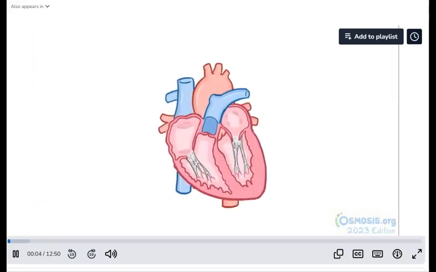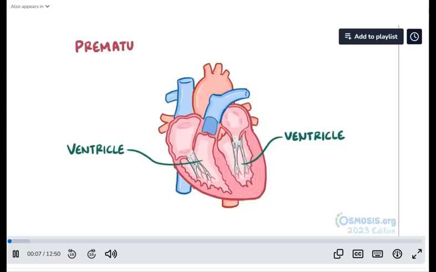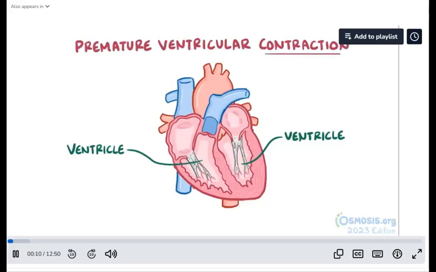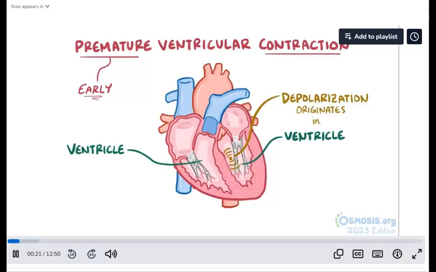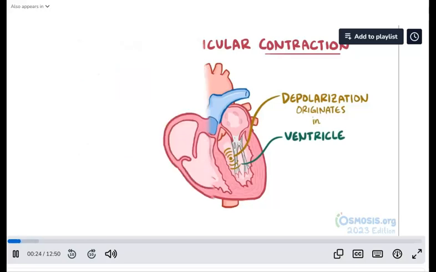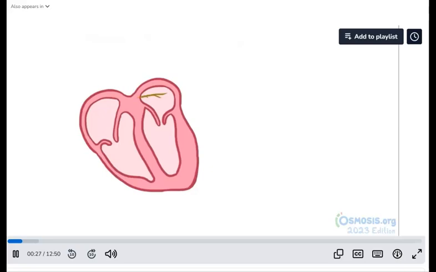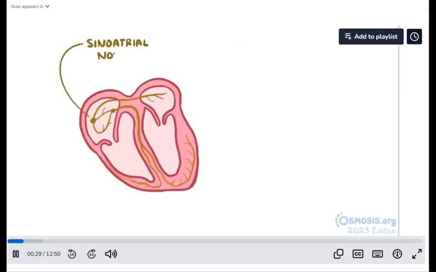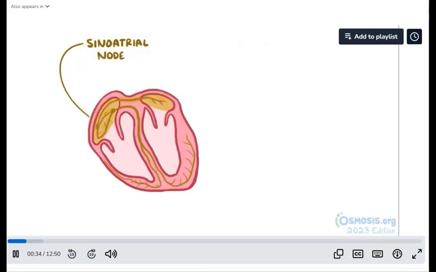The heart has two lower chambers, called the ventricles, so a premature ventricular contraction is when the ventricles contract earlier than normal in the cardiac cycle. This happens because an abnormal contraction signal, called a depolarization, originates from somewhere in the ventricles, rather than coming from the pacemaker cells. So if we simplify this heart a little bit, normally the sinoatrial or SA node sends an electrical signal that propagates out through the walls of the heart and contracts both upper chambers.